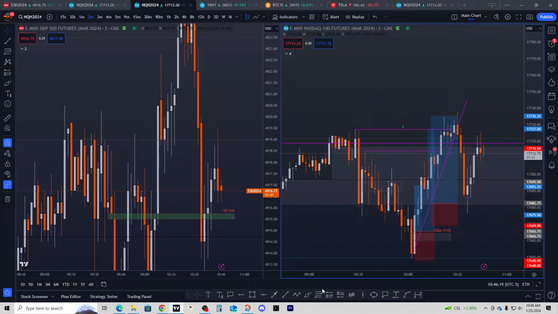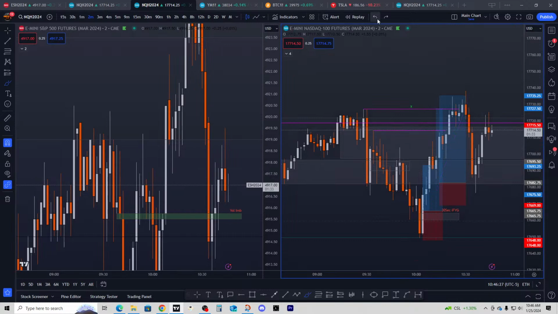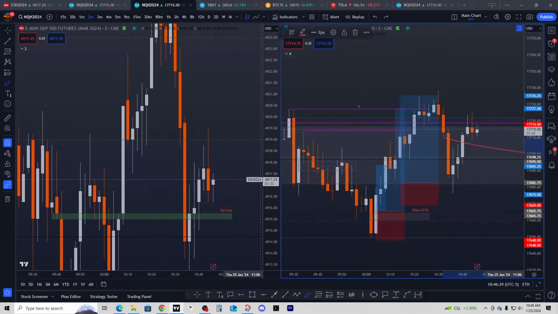I'm still surprised it didn't just go up, though. Like, it looked like after hitting this low and then closing up above here, this was going to keep going. But it didn't. Damn it.